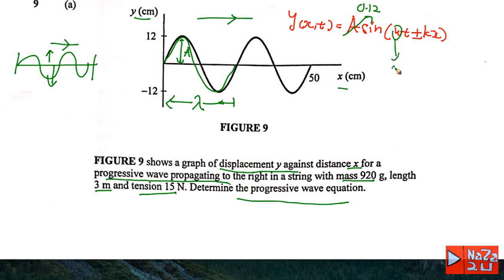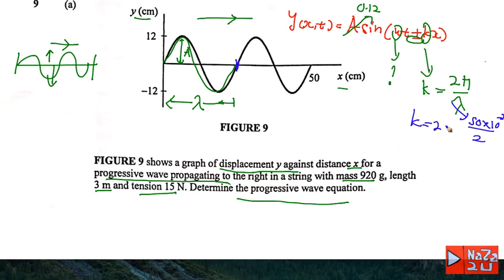So what is omega and what is the value of k? Because the direction of the wave is to the right, we use the negative sign. The first step is how to calculate k. As you know, k is 2 pi over lambda, and we know the lambda here is 50 divided by 2, so half of 50. Because this is centimeter, convert to meter is times 10 power of minus 2. This is lambda, and here you can find the value of k is equal to 25.13, right?